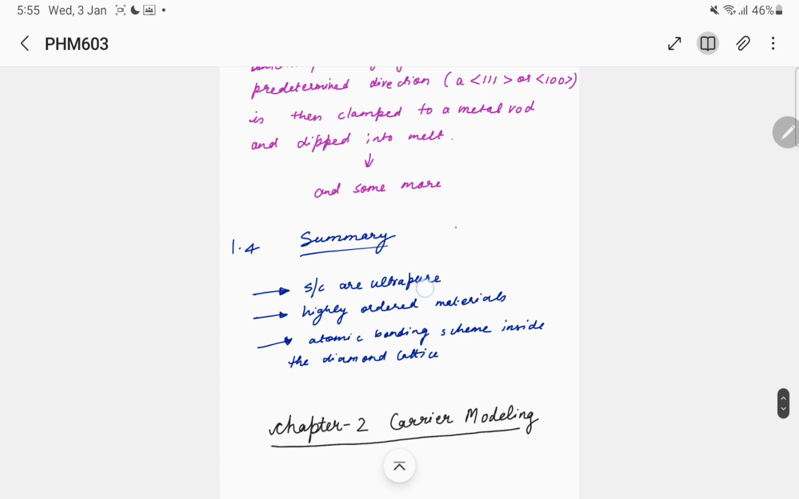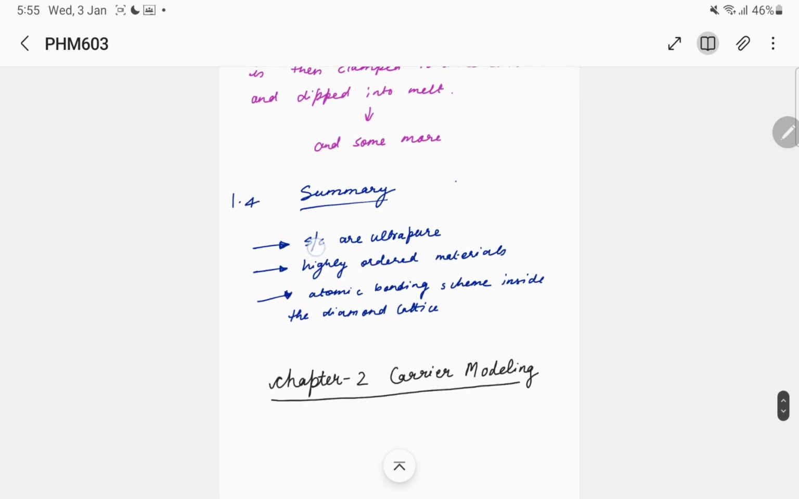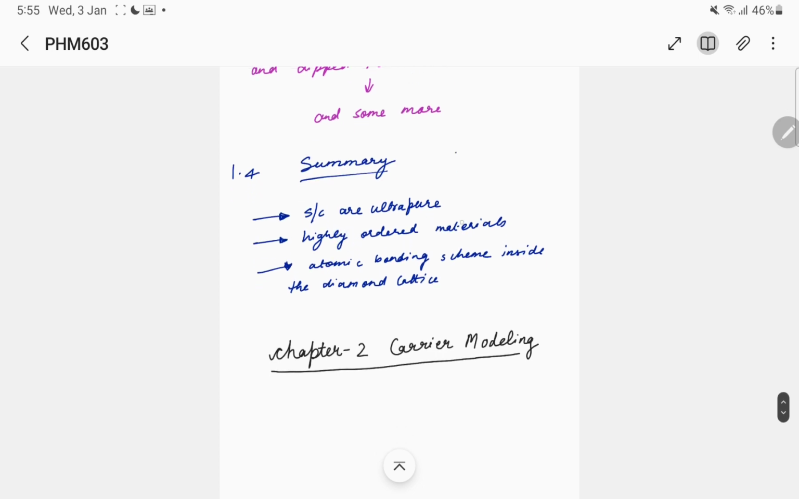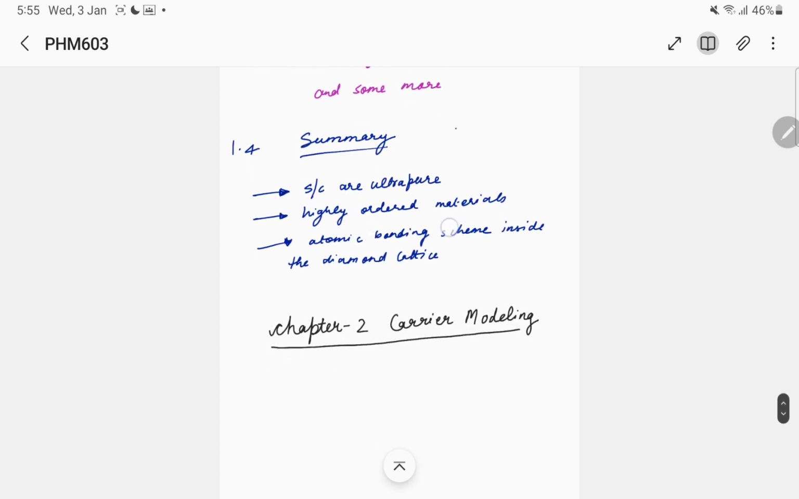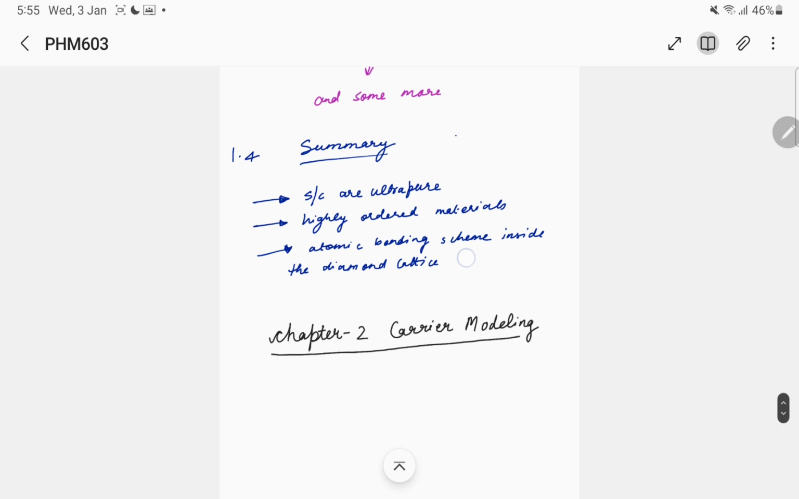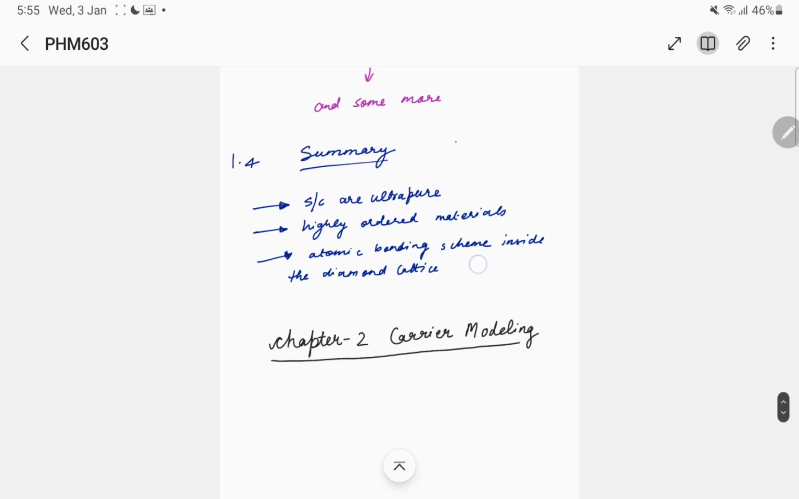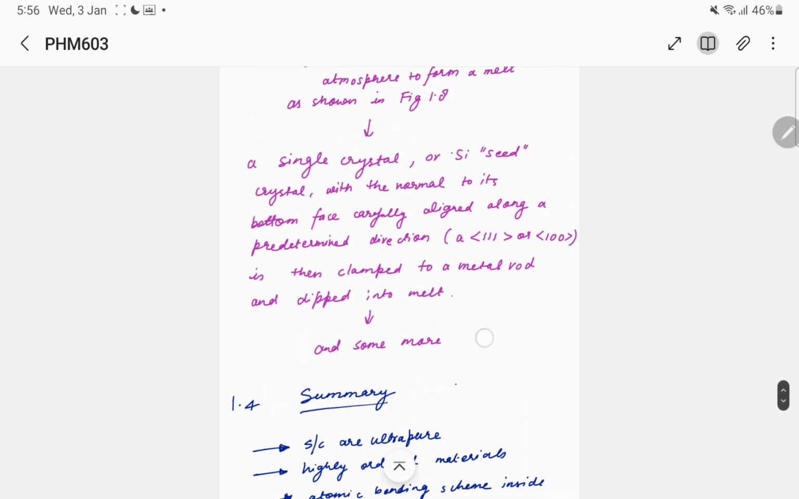In summary, just a few points: semiconductors are ultra pure, or we make them pure, and they are highly ordered material, with an atomic bonding scheme inside the diamond lattice. So these are all the things we basically studied. That's all for chapter 1.